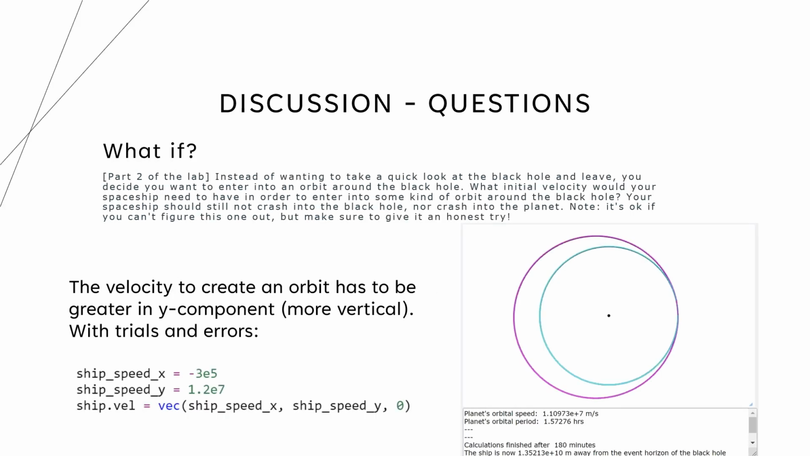And then this is, again, by trial and error, the initial velocity I found to create an orbit.